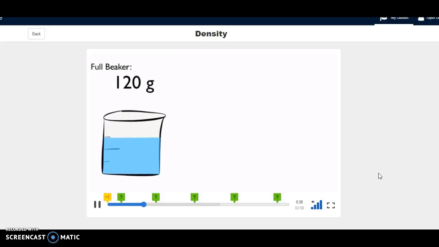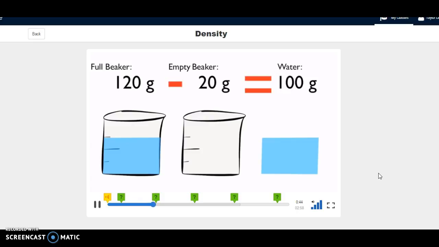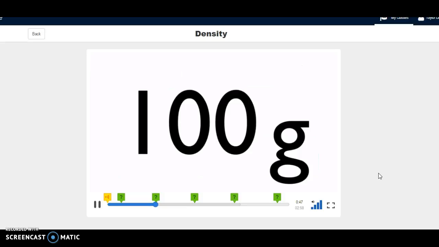To find the mass of just the water, we need to subtract the mass of the empty beaker from the full beaker. Our sample is 100 grams.